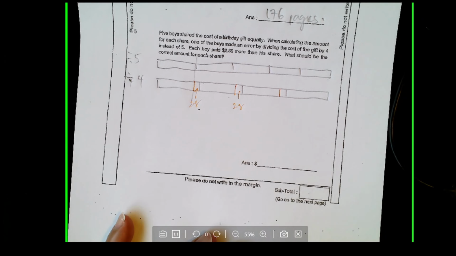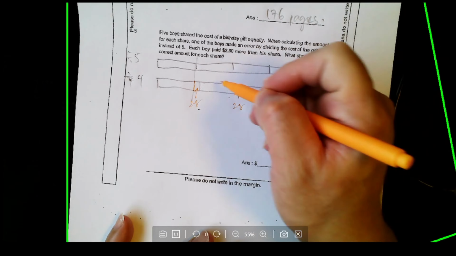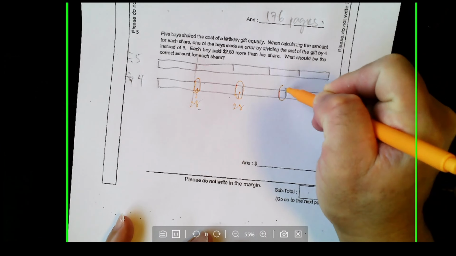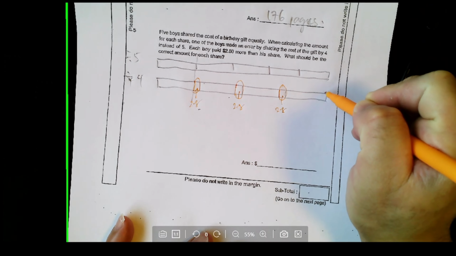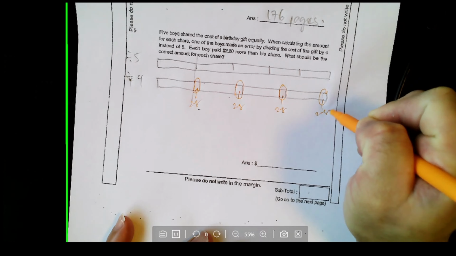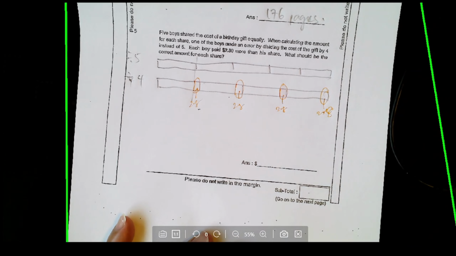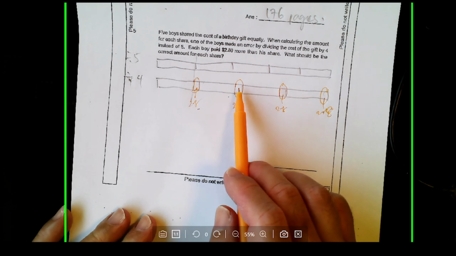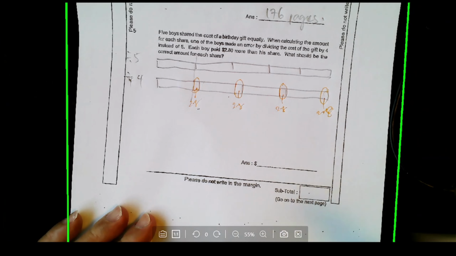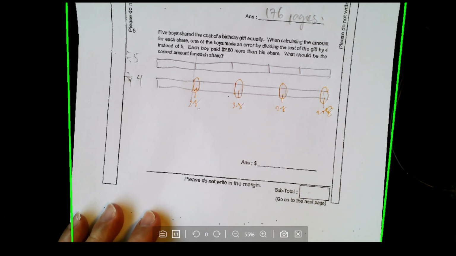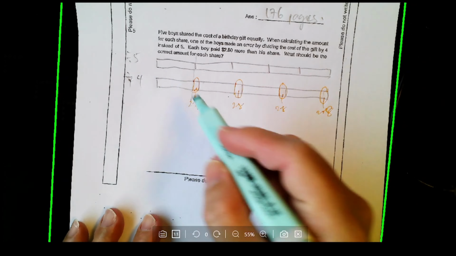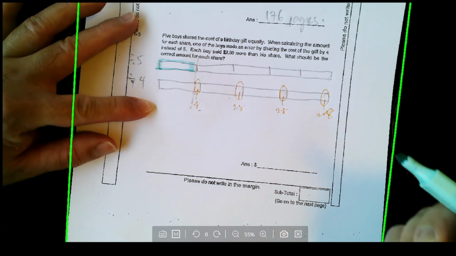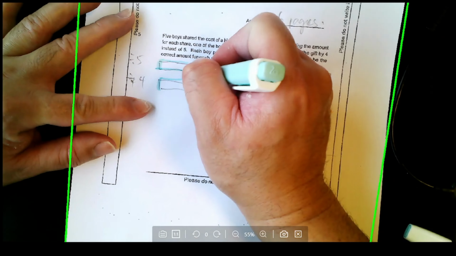So now every boy, within the amount they pay, is paying $2.80 extra. So these 4 extra, I hope you can see that this is equal to this.